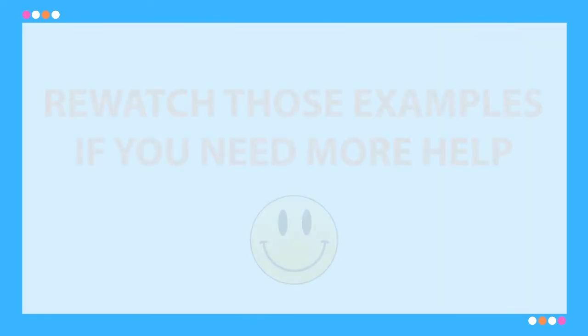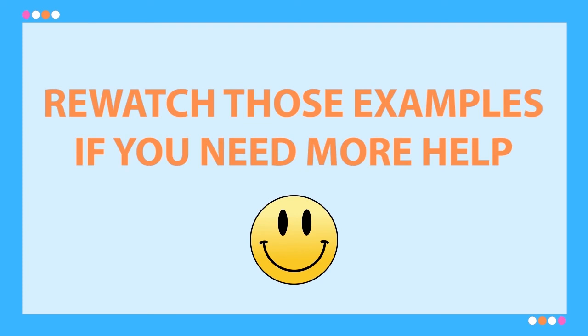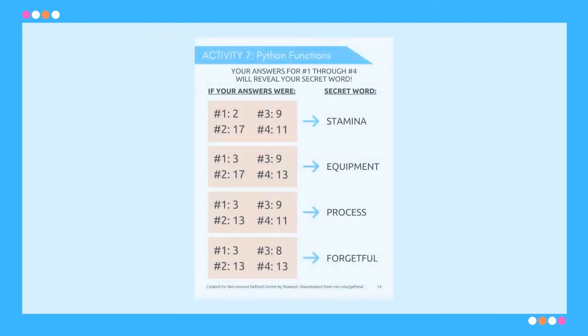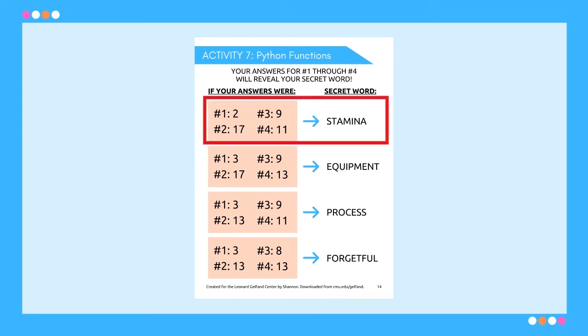Great job! Those were some difficult functions, so feel free to rewatch if you need some more help. When you're ready, take out your Activity 7 worksheet pages, where there are 4 more examples for you to solve. Once you finish all 4 examples, go to the third Activity 7 worksheet page, where your answers to those 4 questions will reveal your secret word. So for example, if my answers to the 4 questions were 2, 17, 9, and 11, then my secret word is stamina.